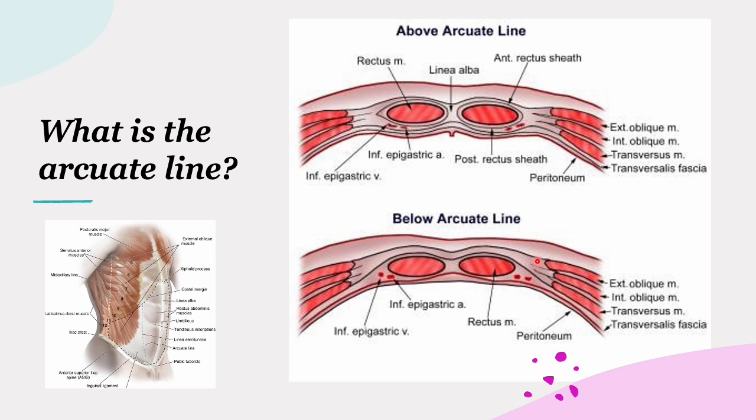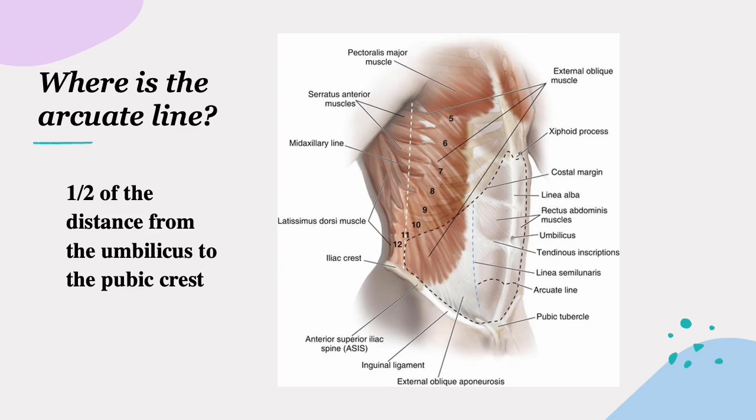Below the arcuate line, the internal oblique and the transversus abdominis aponeurosis, they all merge with the external oblique. So all three muscles merge and pass anterior to the rectus muscle.